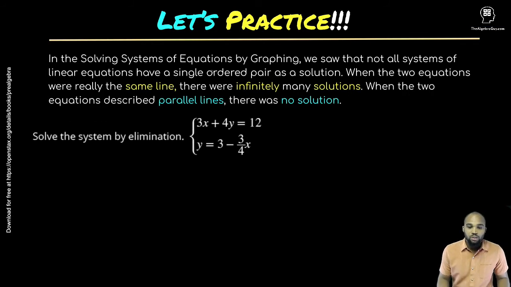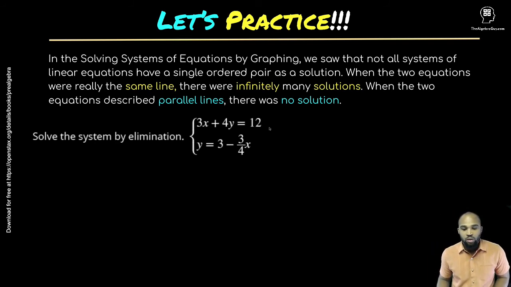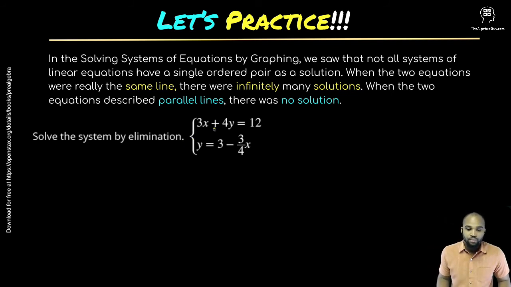All right, in solving a system of equations by graphing, we saw that not all linear equations have a single ordered pair. When the equations are really the same line, there are infinitely many solutions. When 2 equations describe parallel lines, there was no solution. So if they're the same line, infinite solutions; different lines but same slope, there was no solution. Let's solve this one in light of what we just said. First of all, before we can do this with elimination, what must we do first? Yeah, we got to get both of them in standard form. So this top one's already in standard form.